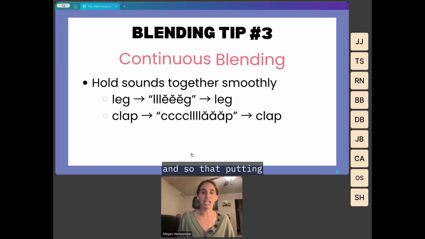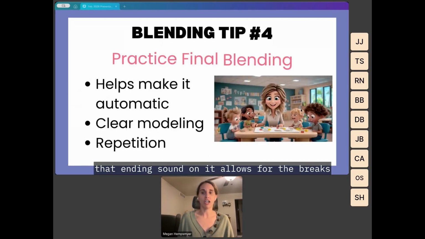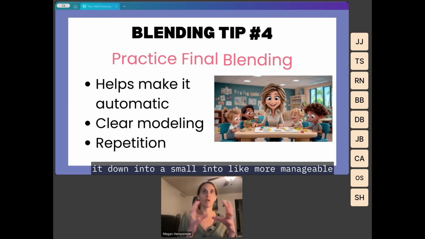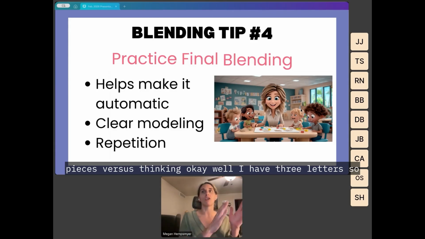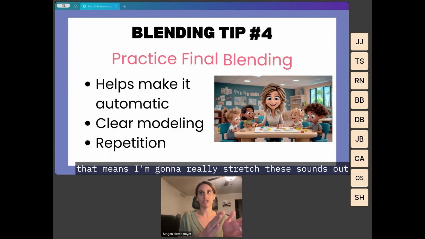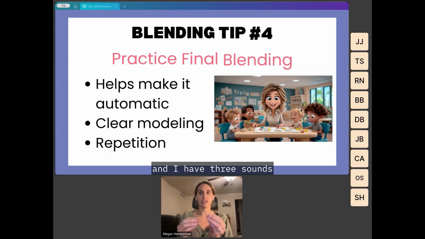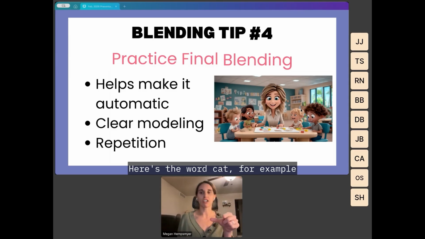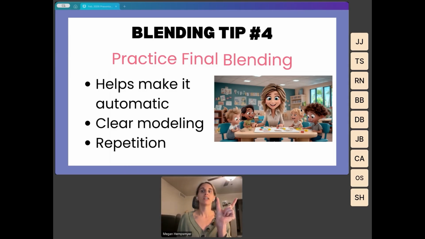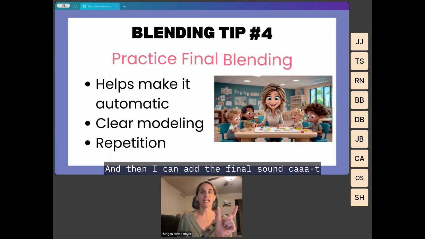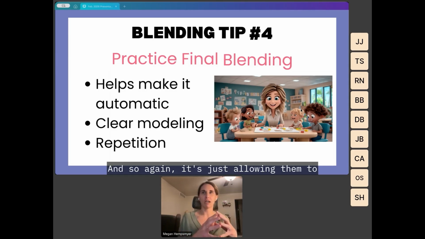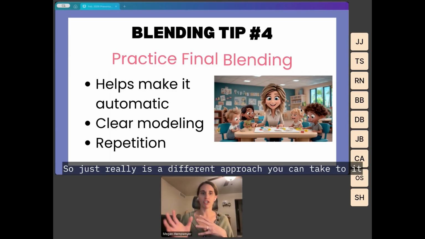And so putting that ending sound on it breaks it down into more manageable pieces, versus thinking, okay, I have 3 letters, so that means I'm going to really stretch these sounds out, and I have 3 sounds that I'm connecting together. Well, if I know the first 2 sounds, here's the word cat, for example, I can blend those 2 sounds, ka, and then I can add the final sound, cat. And so again, it's just allowing them to focus on fewer sounds at a time. So it just really is a different approach you can take to it.